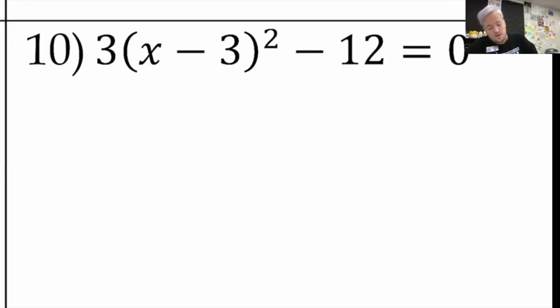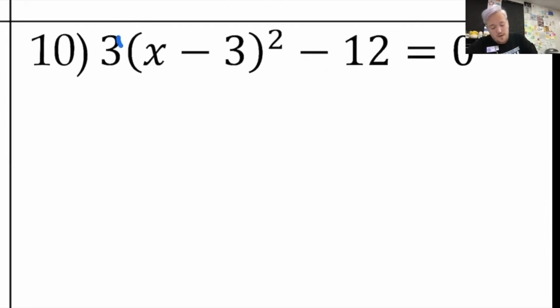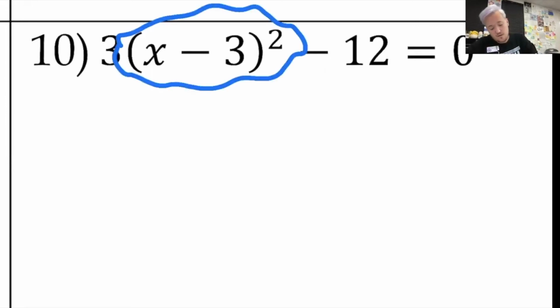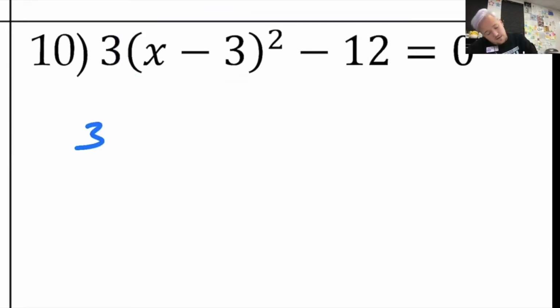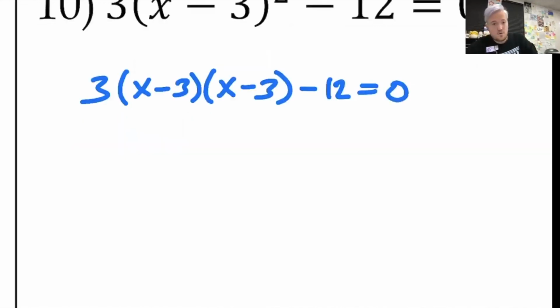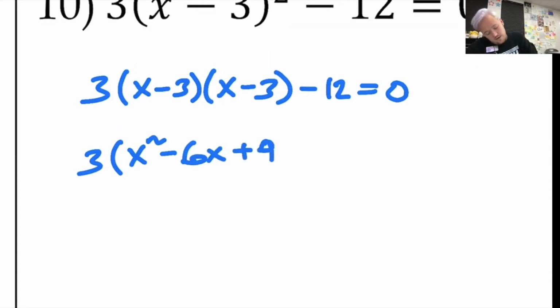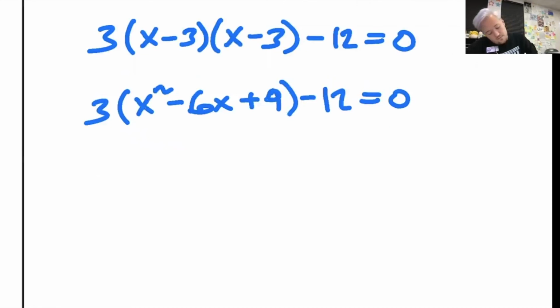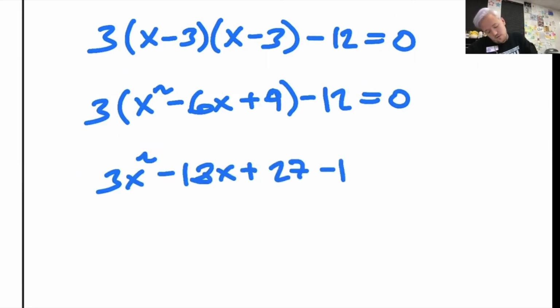How about that? So the first thing I'm going to do is I'm actually going to expand this x minus 3 squared. So I'm going to have 3 times x minus 3, x minus 3, minus 12 equals 0. So when I multiply the x minus 3 squared, you're going to get x squared minus 6x plus 9 minus 12 equals 0. I'm going to distribute the 3. So you're going to have 3x squared minus 18x plus 27 minus 12 equals 0.